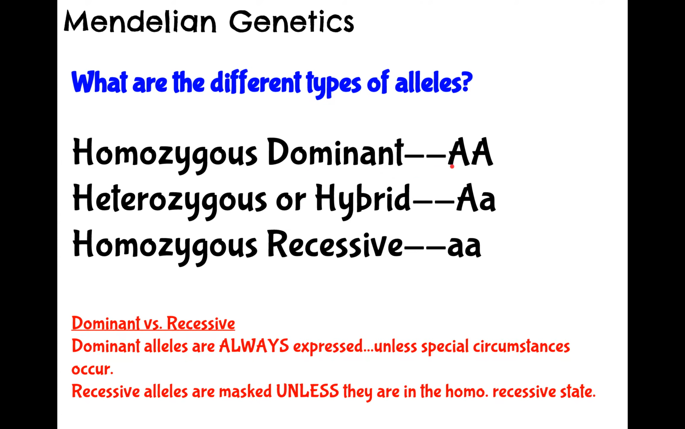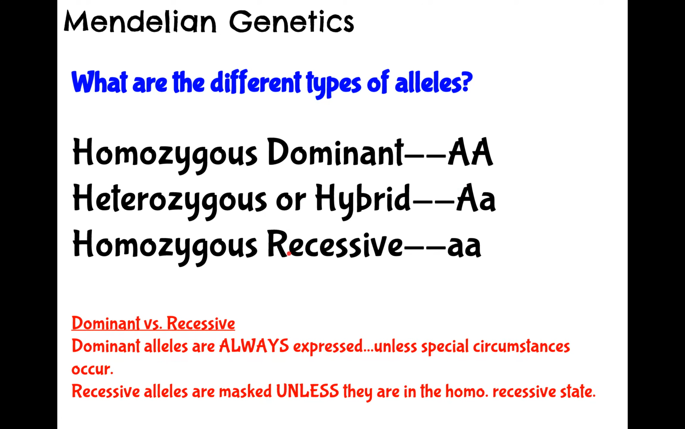So homozygous dominant, these two capital letters are the same. Zygote is referring to the offspring, and dominant meaning their capital letters. Hetero means opposite, zygous again meaning the offspring, or hybrid. Hybrid means like a blending. So here I'm going to have one capital letter, one lowercase letter. And notice within this state, you always want to write the capital letter first.